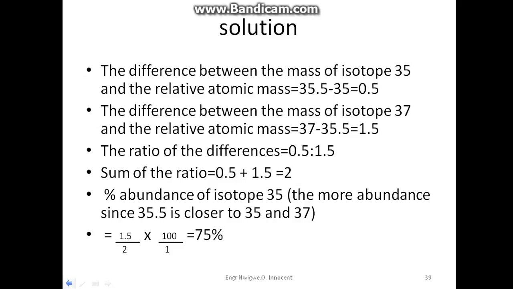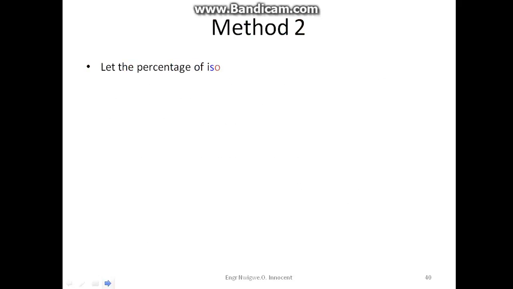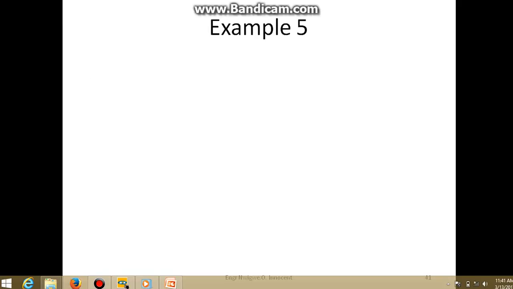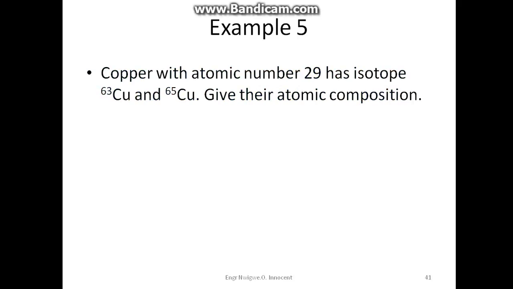Example 5. Copper with atomic number 29 has isotopes copper-63 and copper-65 molar mass. Give their atomic composition.